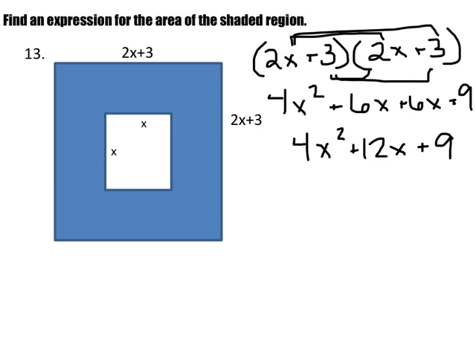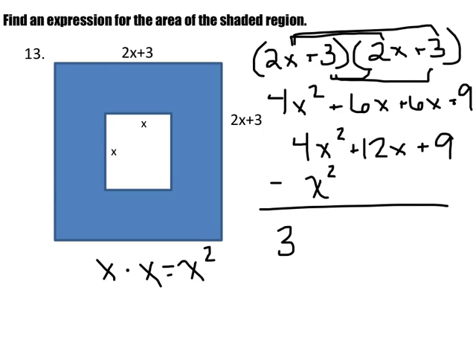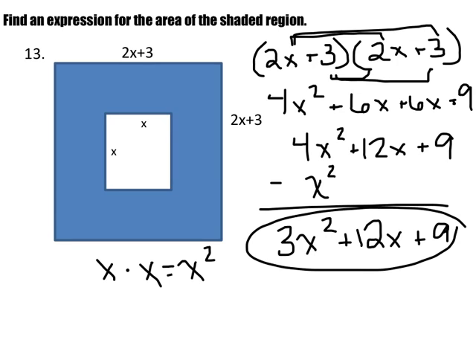But now we need to subtract the area of our small square. Length times width, x times x, equals x squared. So again, we want to subtract that from the larger one. And our final answer is 3x squared plus 12x plus 9.